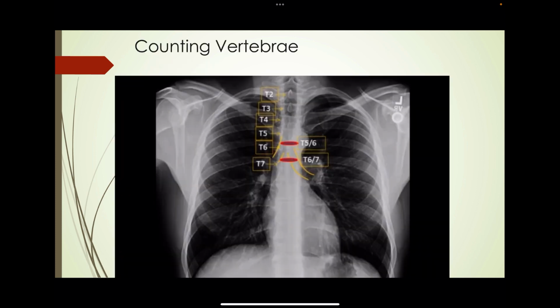Just real quick, if you get a poor x-ray and you're looking to find the carina to judge placement of a line or an endotracheal tube, this is one way of doing this by counting the ribs and thoracic vertebrae. You can find approximately where the carina is. You can see here that it's usually between T5 and T7, usually T5, T6 range.